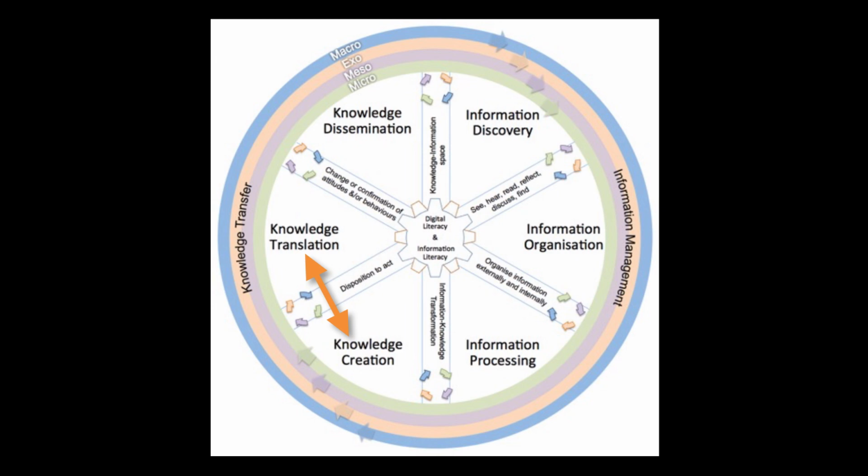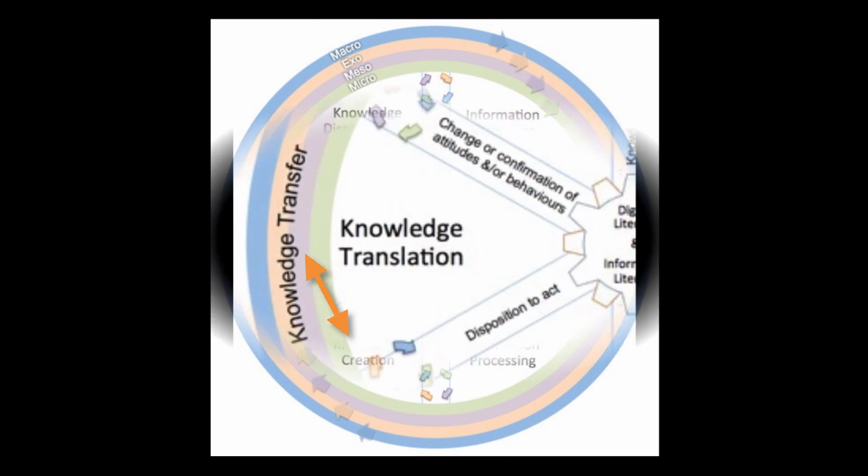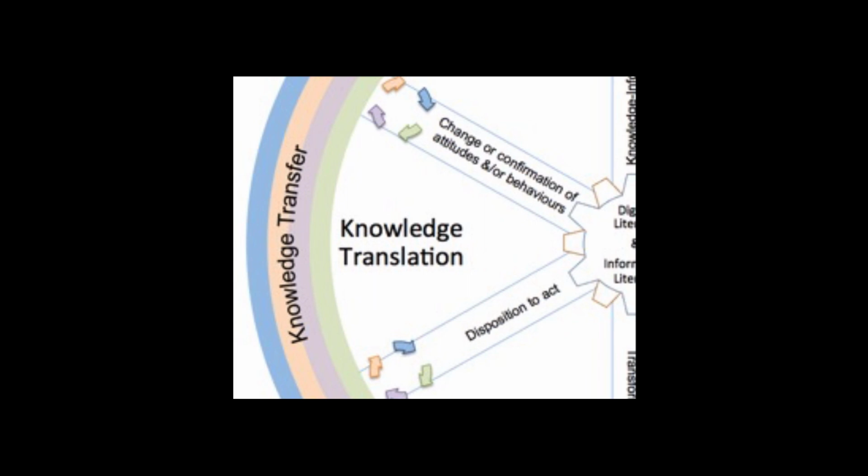The first two stages of the knowledge transfer phase are closely linked. In stage 2, knowledge translation, you start to experience new insights as information has now been understood and transformed to knowledge for use in a specific context. You know you are at this stage when you change or confirm your attitudes or behaviors. Over time, your knowledge becomes tacit and incorporated into daily routines.